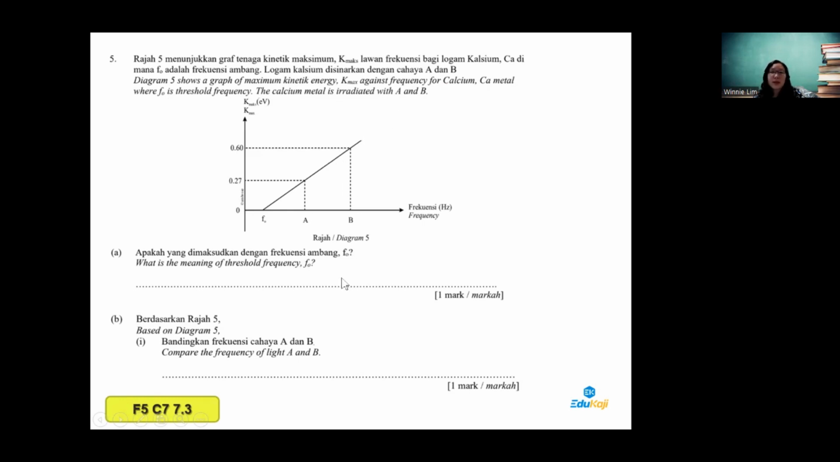So what is the meaning of this threshold frequency? Threshold frequency is the minimum frequency to cause the photoelectric effect to occur, which means they can emit electrons when you shine light with a frequency higher than this threshold frequency. It is the minimum frequency of light photons required to produce the photoelectric effect.